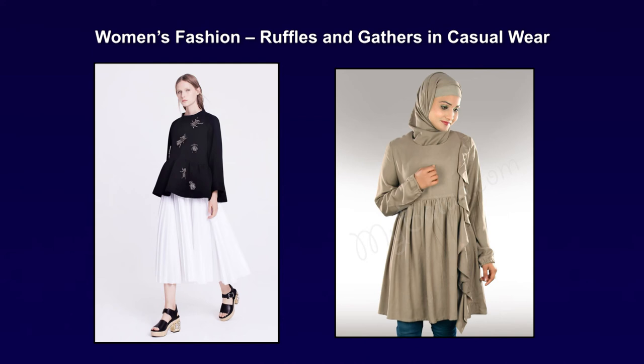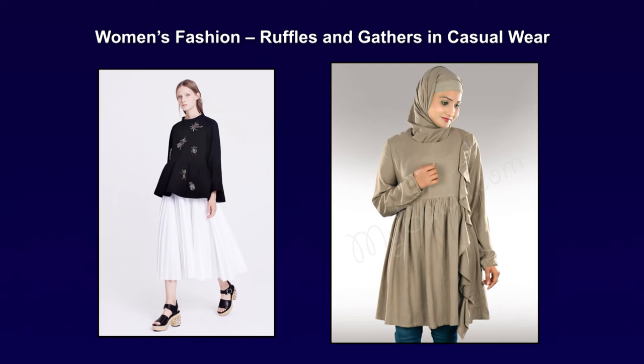The picture on the left is from Diane Hayek Resort 2018 fashion, white and black, embroidered with gathers and a button-up shirt and again a gathered skirt. The picture on the right is a casual khaki rayon tunic with frills in the front, gathers on the waistline, and utility pockets on both the sides. It also has a straight sleeve with elastic gathers at the hem.